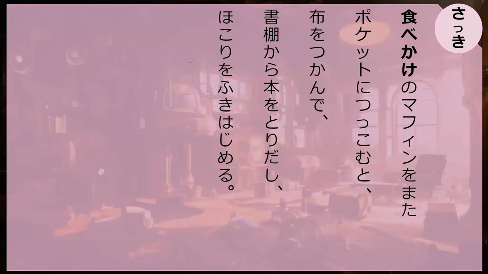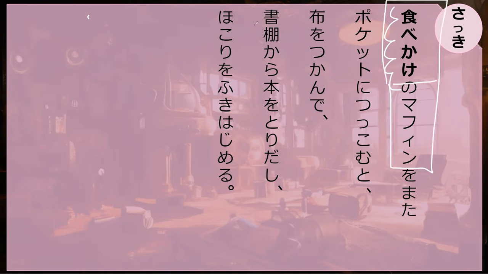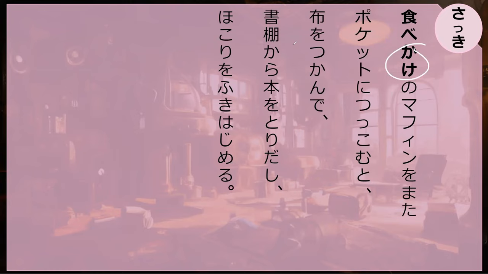What did tabekake mean? To begin to eat. Good guess. To start eating. That is a really good guess. But no. This is a noun. Tabekake no muffin. Oh, the thing that was already partially eaten. Exactly. That's exactly what it means. Kake basically means leftovers, like nokori, but it focuses on the side of the leftover. It's more like, oh, there's some leftovers on your plate. So it's a muffin that's been half eaten.